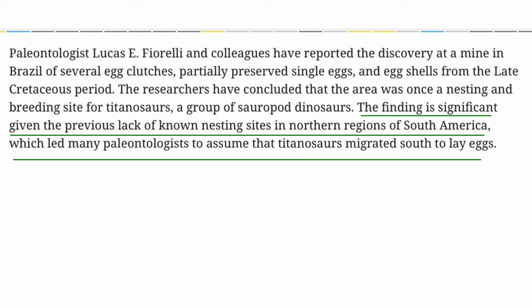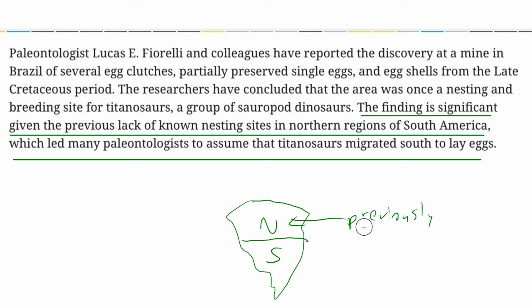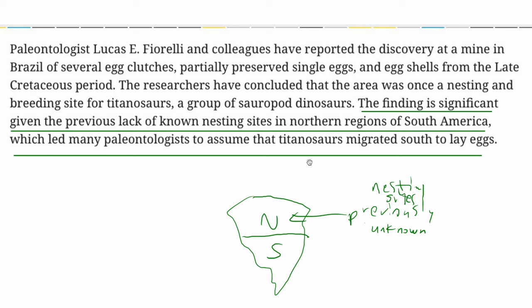Okay, so here maybe a little diagram would be helpful. We've got South America, and we've got the North and the South. And so previously, I'm just going to say previously unknown, in the sense that nesting sites in the north were previously unknown. They didn't know of any. And so that would mean that this indicates some new knowledge. If not the first, it's a rare example of a nesting site.